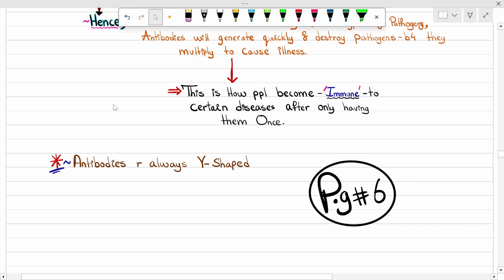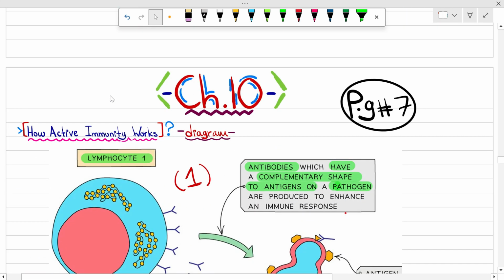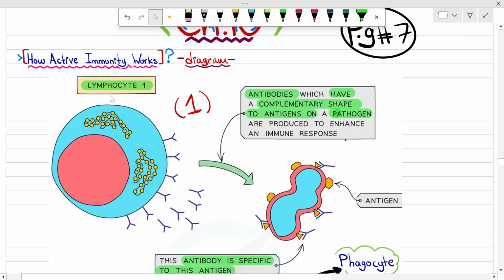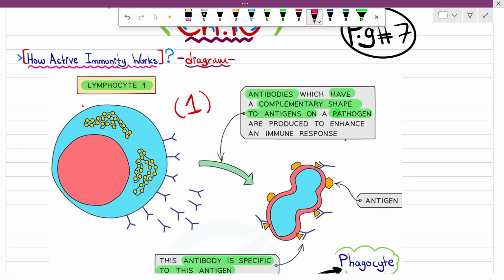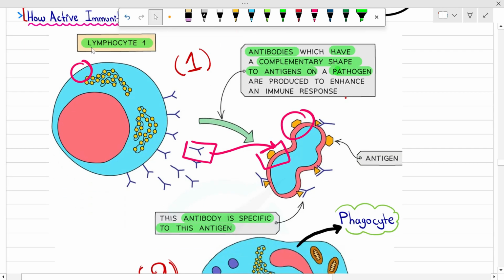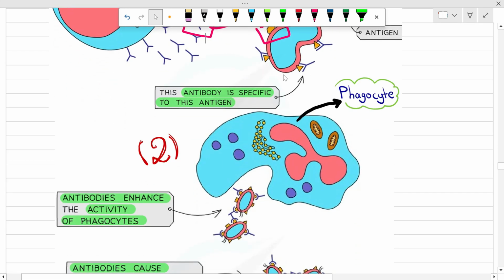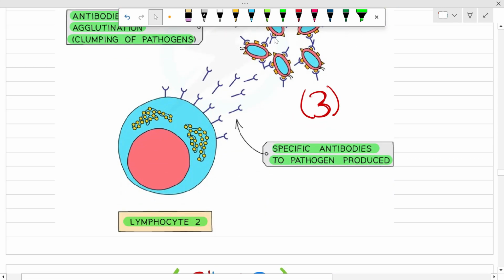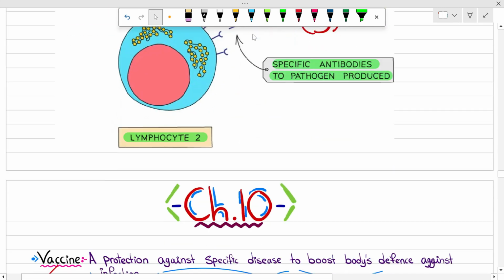Antibodies are always Y-shaped. So here let's look at the diagram of how active immunity is working. Over here we have a lymphocyte, and this is a pathogen. So this is the antigen on the pathogen, and we said Y-shaped are always antibodies. The antibodies, complementary in shape to the antigen, are going to attach to the antigen and come together and cause agglutination. After that, it's going to signal the phagocyte to come and engulf and destroy the antigens, and then memory cells store the instructions.